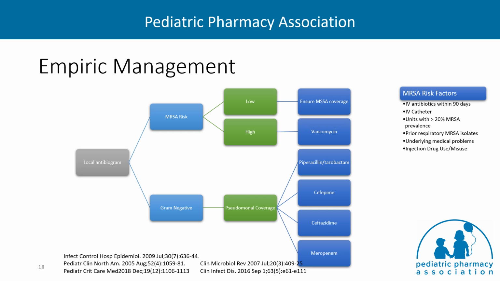Other hospital-based or healthcare-based factors play a role in determining whether MRSA coverage is required. Use of IV antibiotics in the last 90 days, an IV catheter placement, the prevalence of greater than 20% MRSA in the patients on the unit can all contribute to whether or not vancomycin needs to be added to a regimen. Patient characteristics, including their underlying medical condition, MRSA colonization, or history of drug misuse or abuse, can help increase the need for vancomycin to cover any MRSA infections.